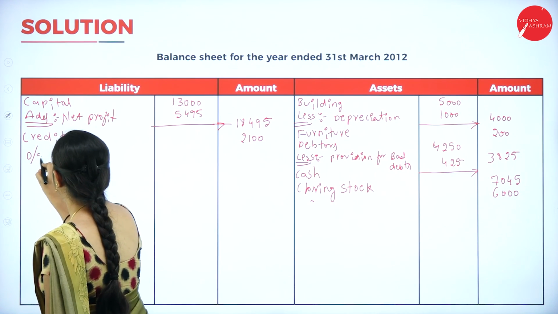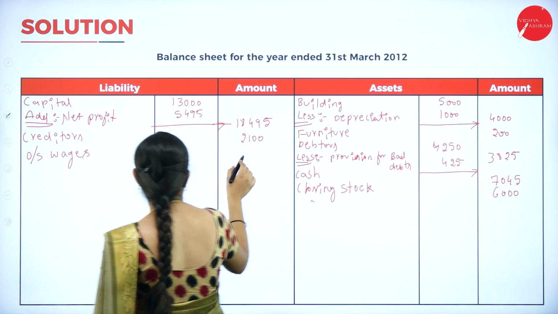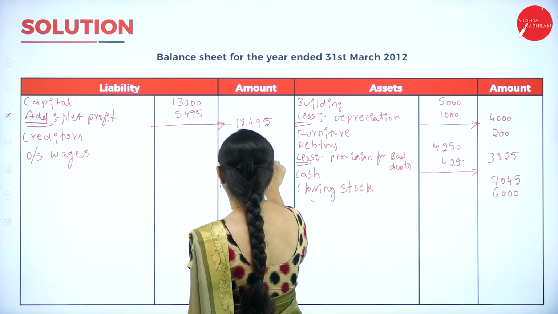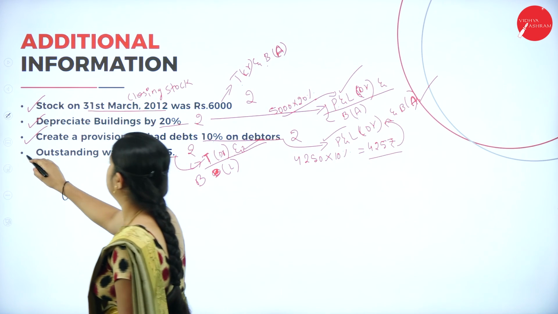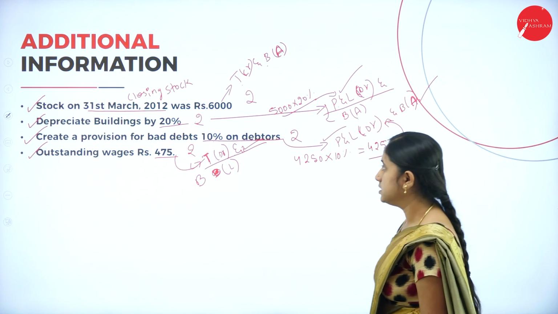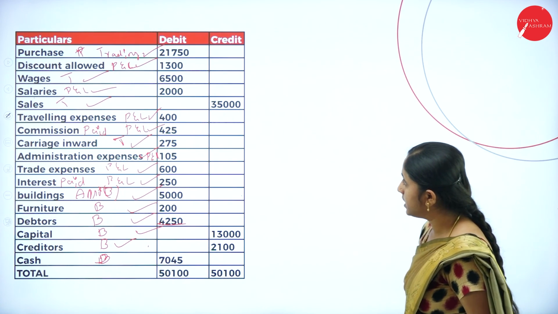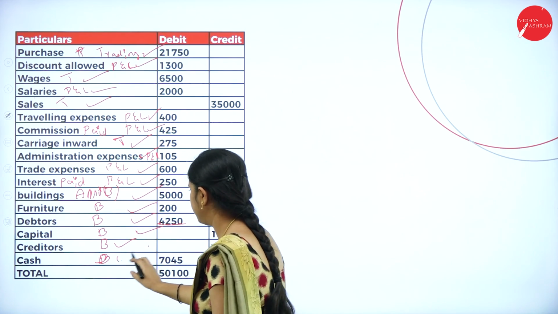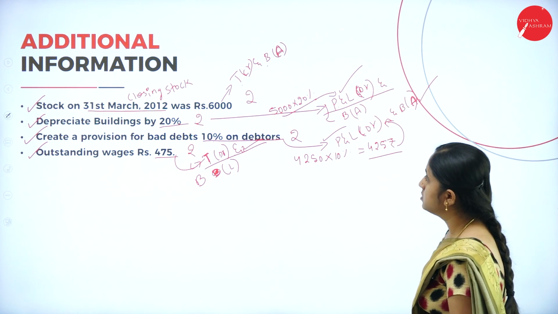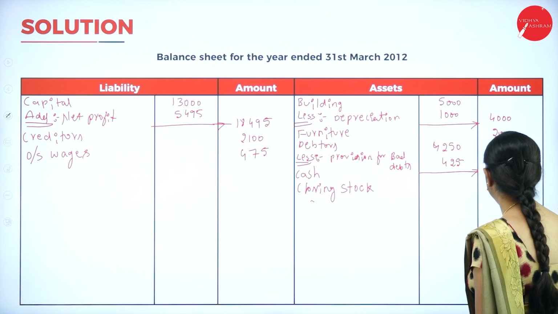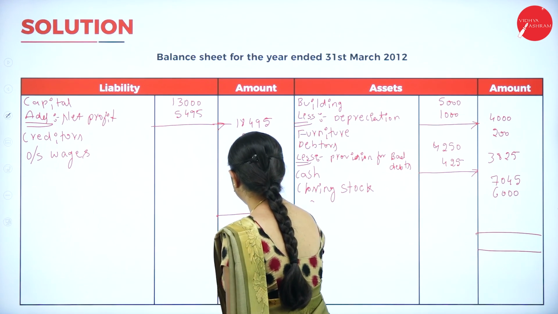So outstanding wages is also considered twice. So just to verify whether you have considered all the transactions or not. Cash. So we finished all the transactions and adjustments. So now make a total. If it is tallied, then it is correct.